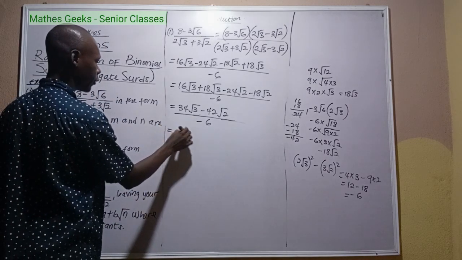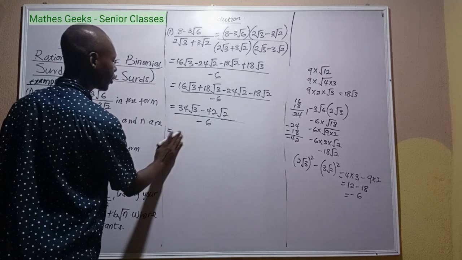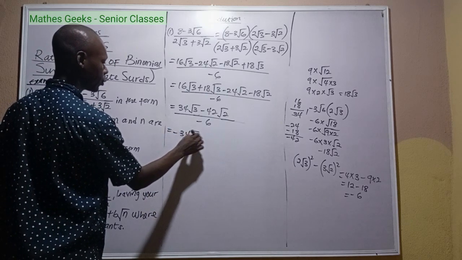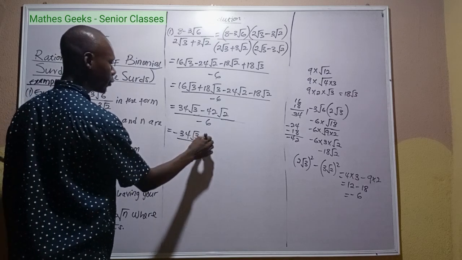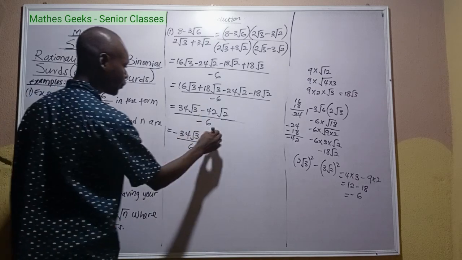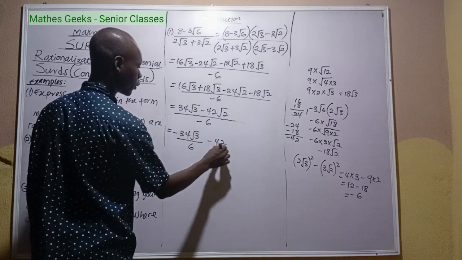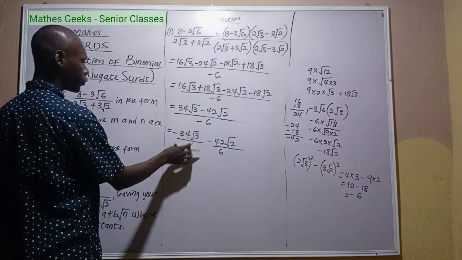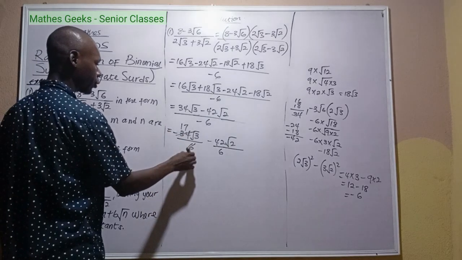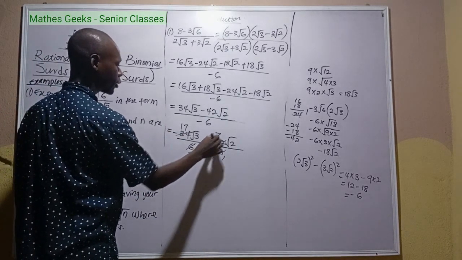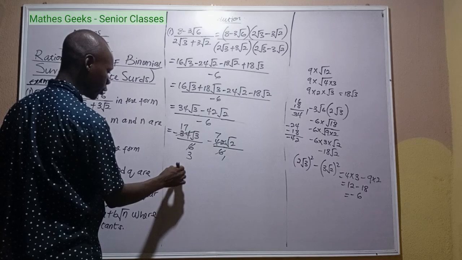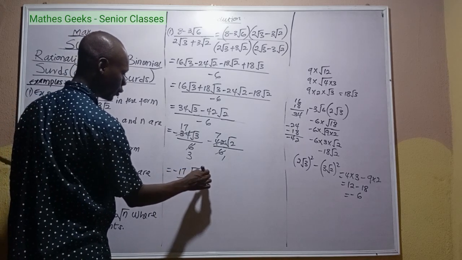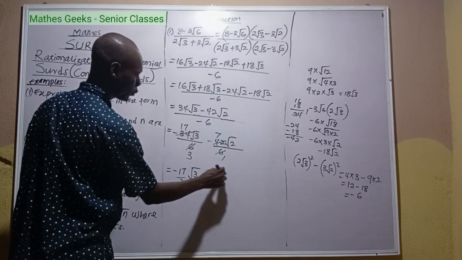So this gives us 34. Because it's minus here, so minus 34 root 3 over 6. And also here minus 42 over 6 root 2. So 2 here 17, 2 here 3. 6 here 1, 6 here 7. That's equal to minus 17 over 3 root 3 minus 7 root 2.